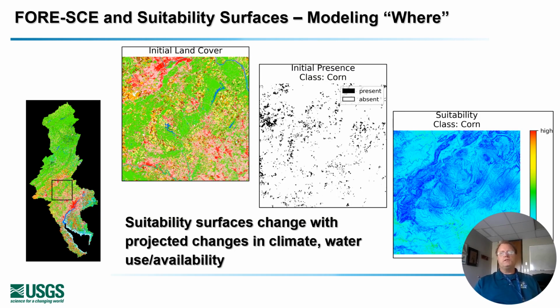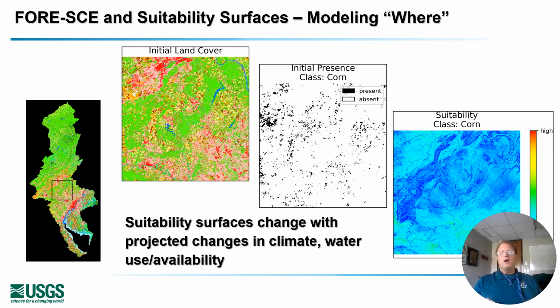One of the key parts of 4C are suitability surfaces, and these suitability surfaces really drive where change occurs on the landscape. For every land cover type that we model, we develop a probability surface, a suitability surface, that defines a likelihood that that pixel can support that given land use type.